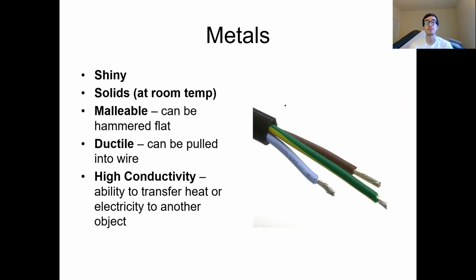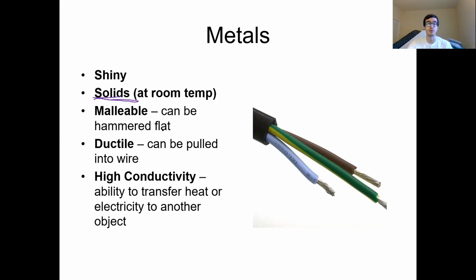So the properties of metals: whenever you think of metals, I want you to think about things like aluminum cans, aluminum foil, copper wires. These are all metals. So they tend to be shiny. They tend to be pretty reflective of light. They are solid at room temperature. Like you think of a hunk of metal, that's going to be a big piece of solid metal.